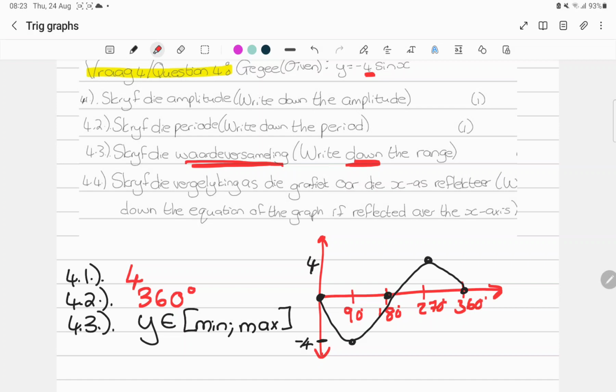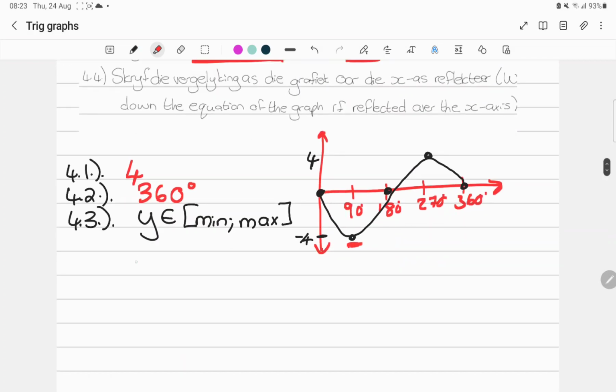So what will be my minimum point? My minimum point will be here at negative 4. So if I put that into what I'm saying, it's going to be y element of negative 4, and then my maximum value, my highest point, is here at 4, so I'm going to say [-4; 4].